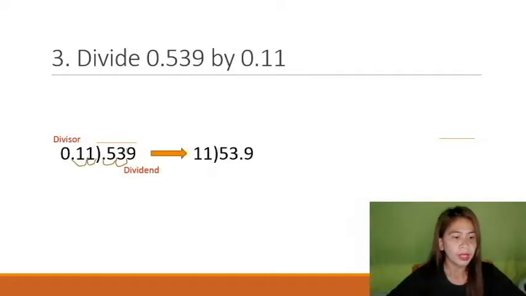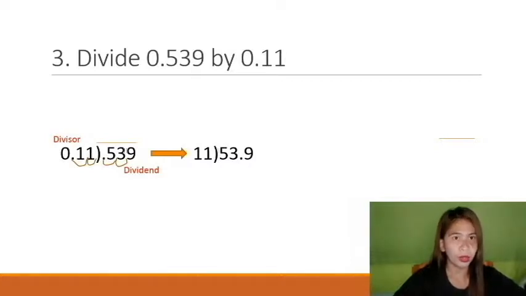So, we'll solve here. You can disregard the decimal point and apply it later, as long as you don't forget. 539 divided by 11. 5 divided by 11 is 0. So, 0 times 11 is 0. 5 minus 0 is 5. And then, bring down the 3. So, 53 divided by 11.